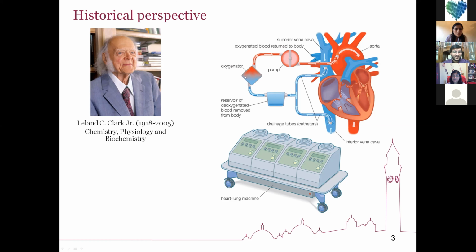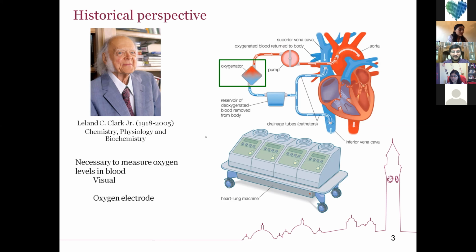So we can see that an important requirement for this machine to work properly is to measure the level of oxygen in blood. This was initially done using visual methods, just by looking at how red the blood is. But this is very subjective. So Professor Clark thought it would be better if we could come up with an objective measurement. And that's how he thought of using an oxygen electrode. And he was able to do this because he was a chemist by background, so he understood how to use electrodes for this measurement.